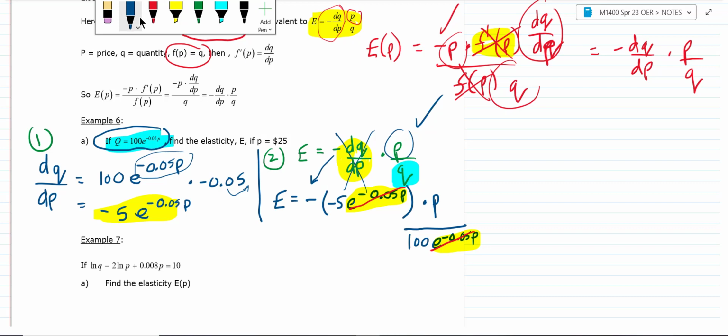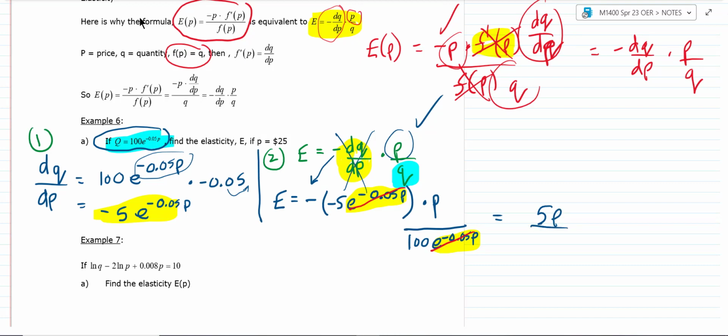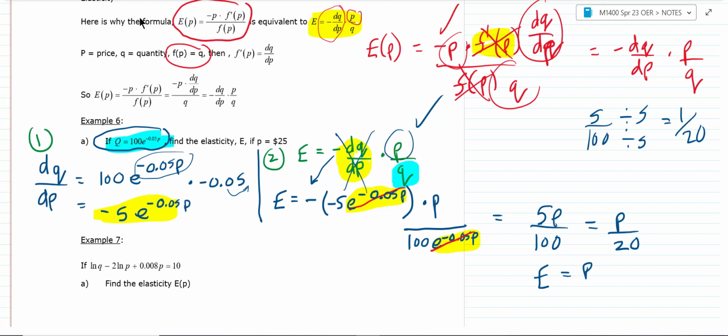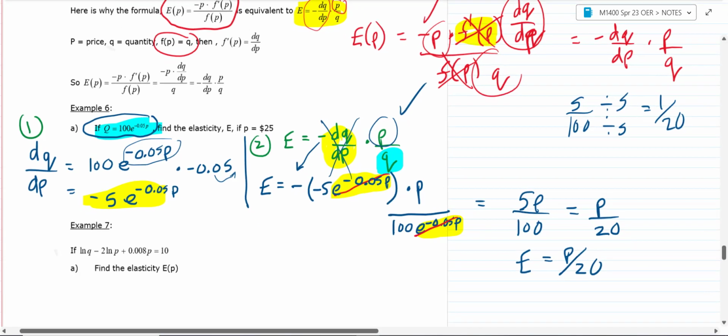So what we're left with is we have a negative negative, so that's a positive 5p over 100, and then you could reduce 5 over 100 by 5, so you would get 1 over 20. So what we would get is you could just get p over 20. Okay, so your elasticity in this problem is p over 20 like that. Okay, all right, so that's how you do that.